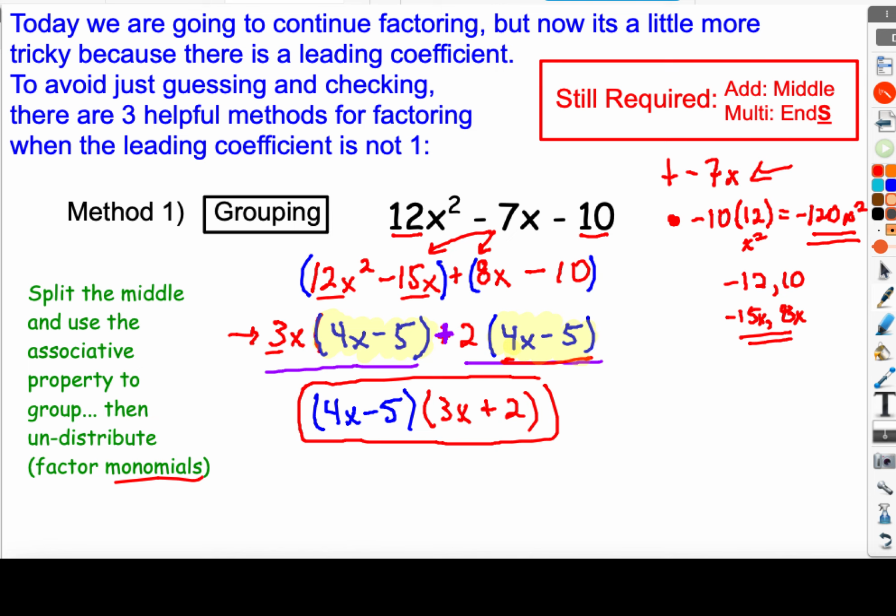Feel free to talk to your teacher if you have any questions, and make sure you watch the next video. I'll show you a couple other methods very similar to grouping, but they're called the swing method and the box method, and hopefully they'll give you another idea of how you can factor trinomials when the leading coefficient, this number in front of x squared, isn't a 1.